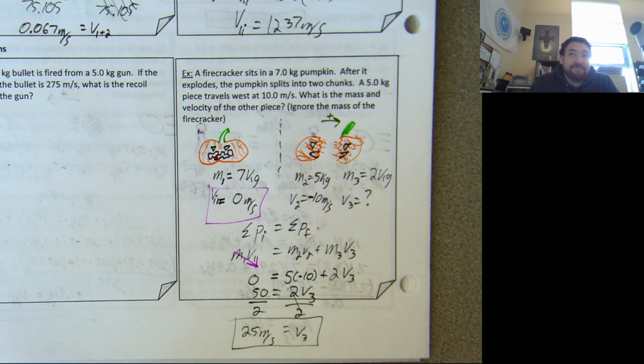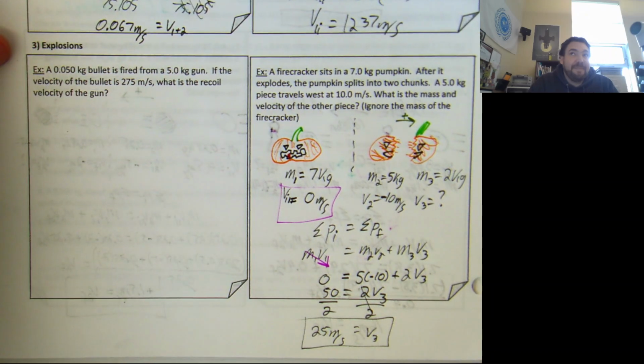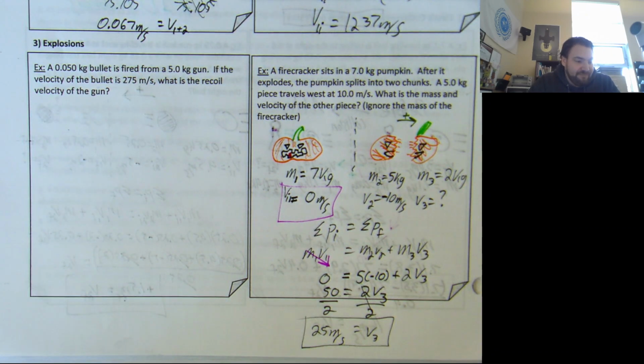And that's it. We blew up a pumpkin. And that's all I got for you today. This is the end of momentum. Looking at different kinds of interactions between objects, either the stickless collisions, the sticky collisions, or the explosions.